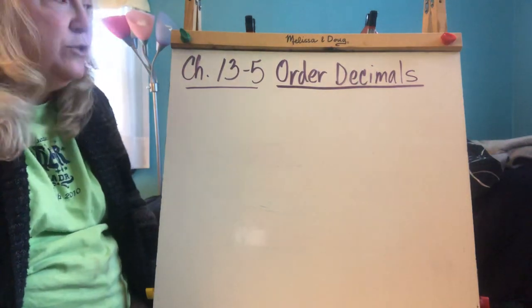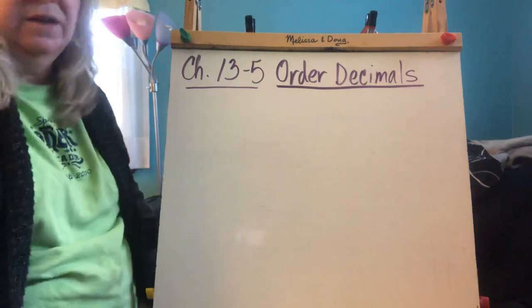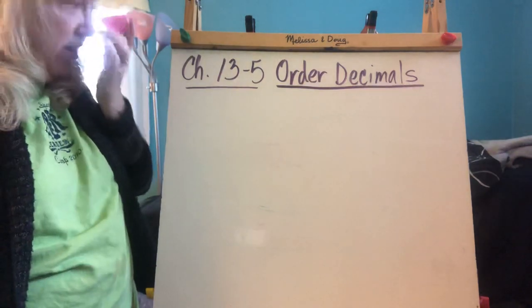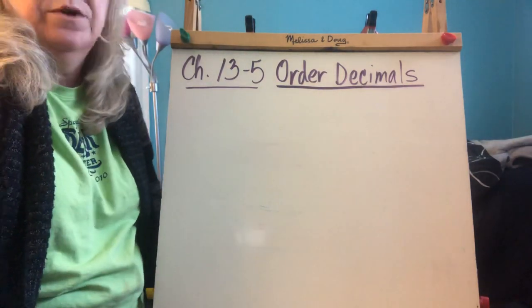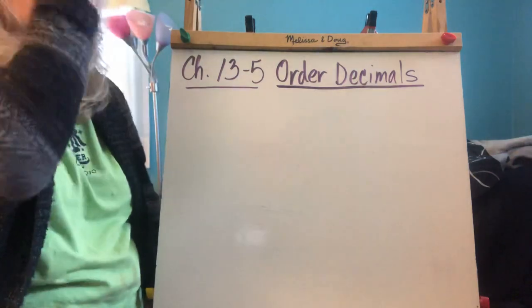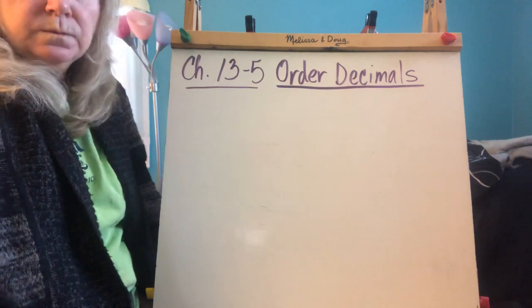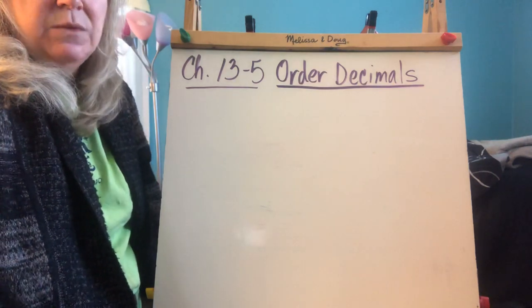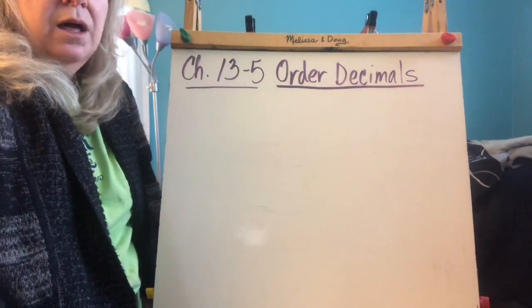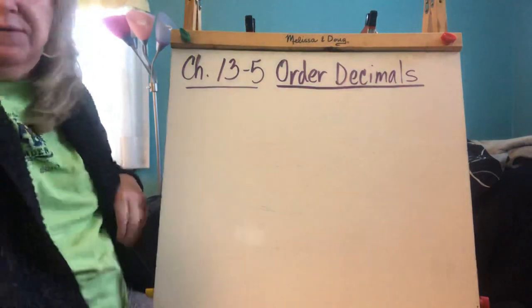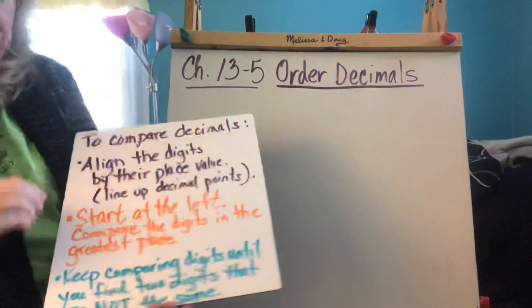Okay, fourth graders, we are going to continue our study of decimals. It is chapter 13-5, and this time we're doing ordering of decimals, which is very, very similar to the comparing of decimals that we did yesterday. The rules are going to be exactly the same.